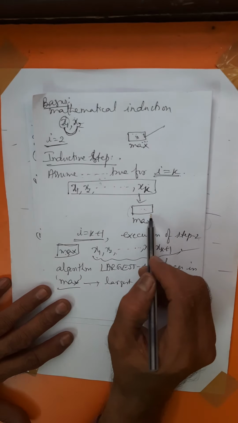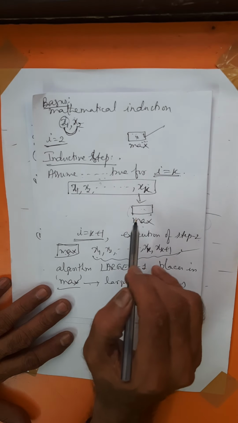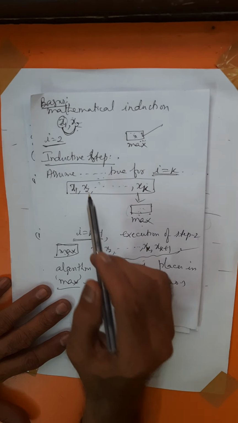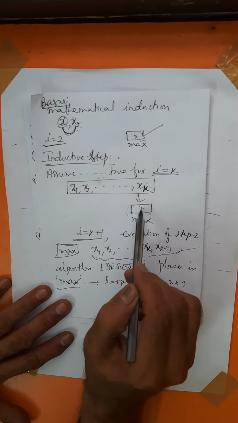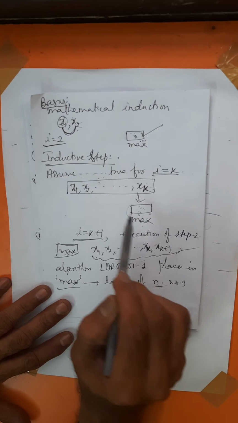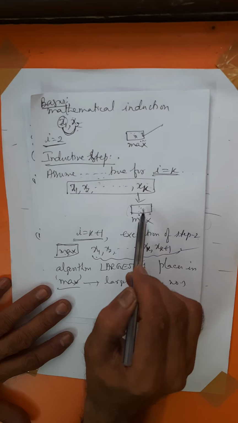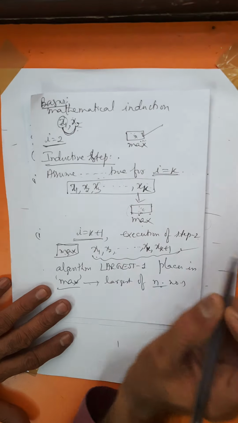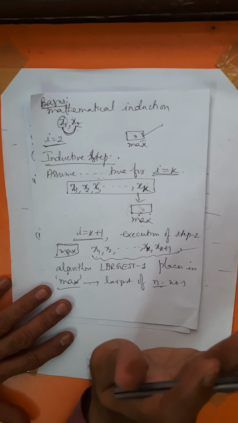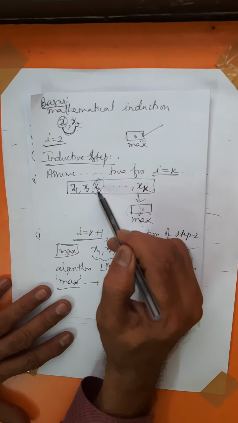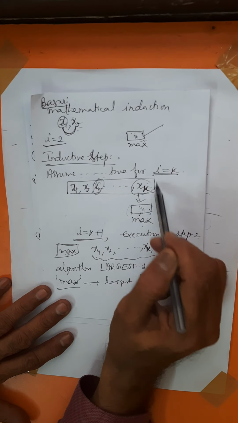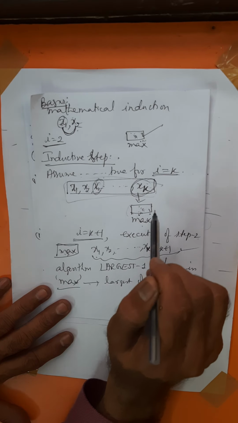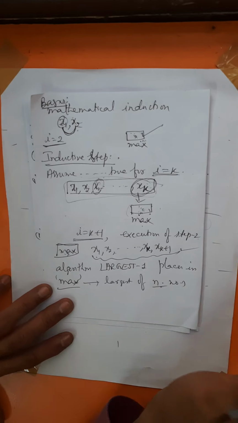You take a box, call it max, bring the x1 value and put it here, and compare this value with x2, x3, x4, up to xk. If any of these values is larger than the value here, shift it here. If x2 is larger than the value here, bring x2 and put it here. Compare this value with the next value, x3. If x3 is smaller, don't do anything. If x3 is larger, you place x3 here. Likewise, move up to xk. The larger of all these values will be placed in the register max. This is the algorithm largest one.